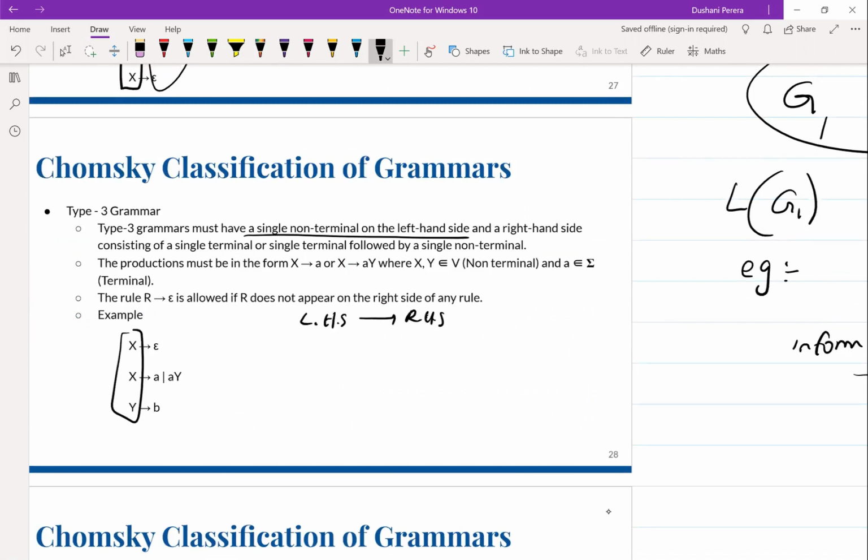And right-hand side consisting of a single terminal or a single terminal followed by a non-terminal. Okay, you can either have a single terminal or a single terminal followed by a non-terminal.